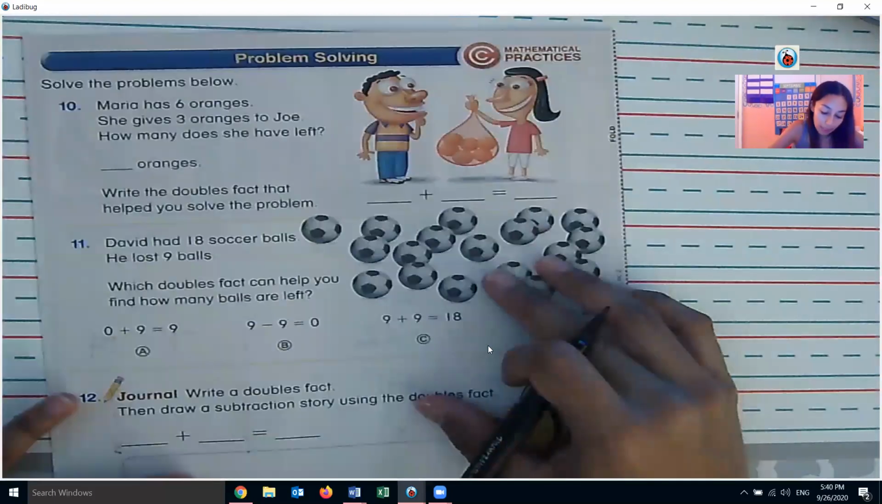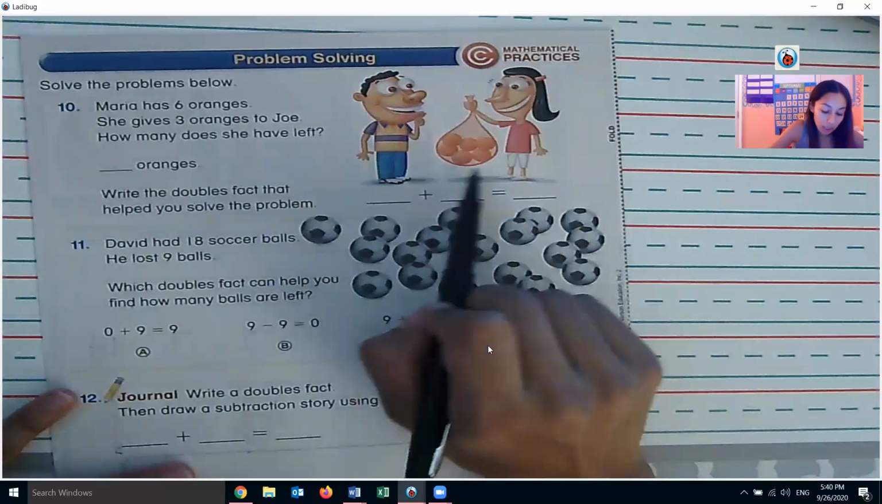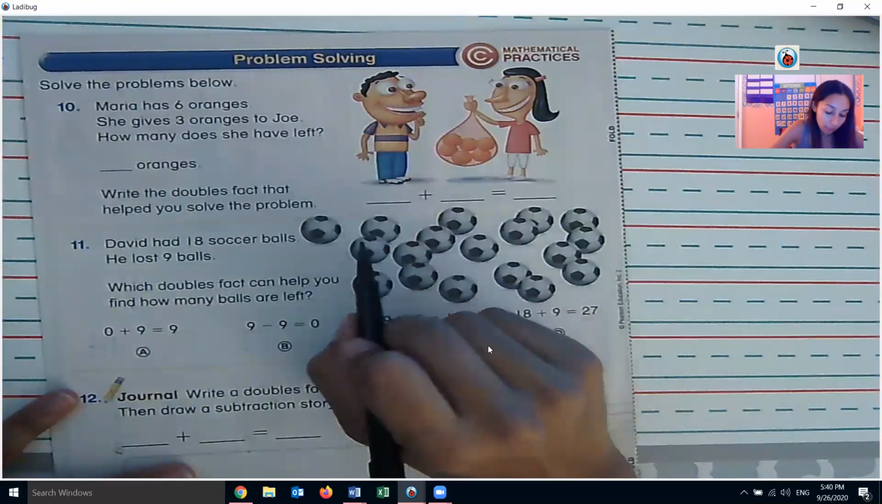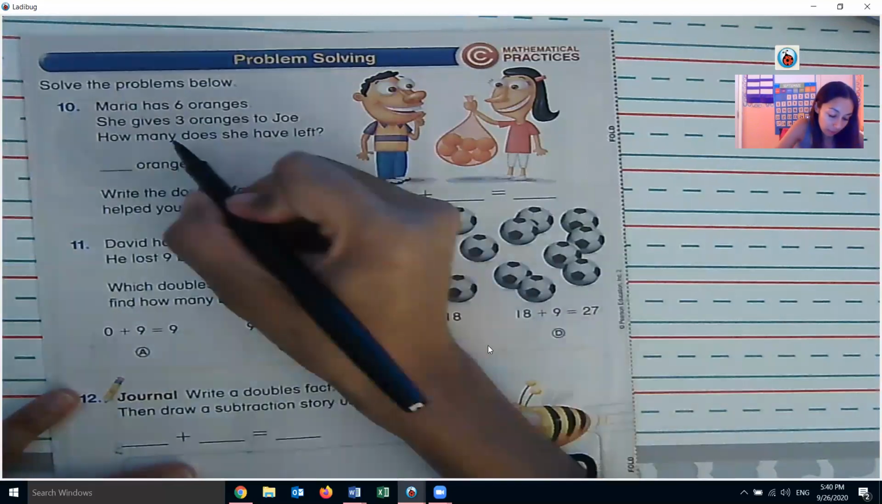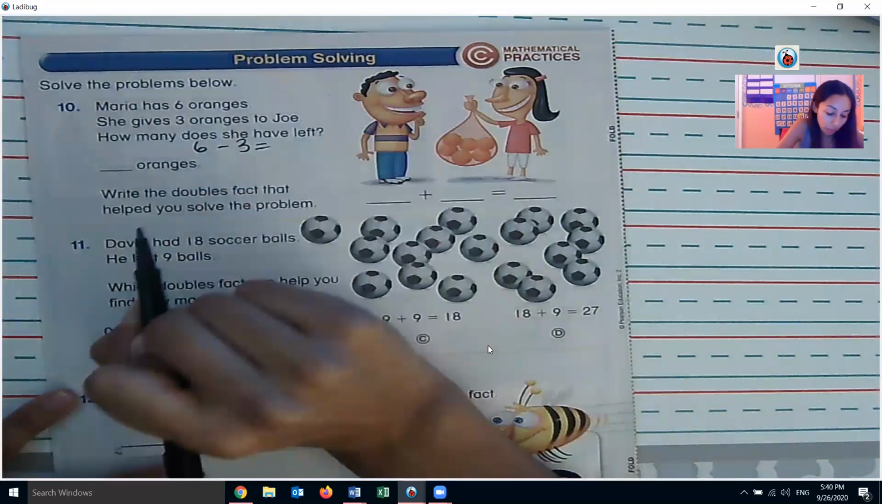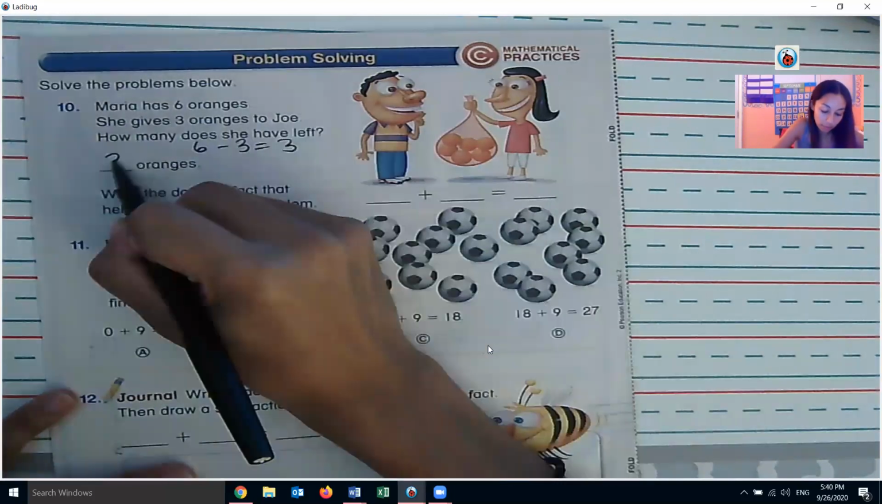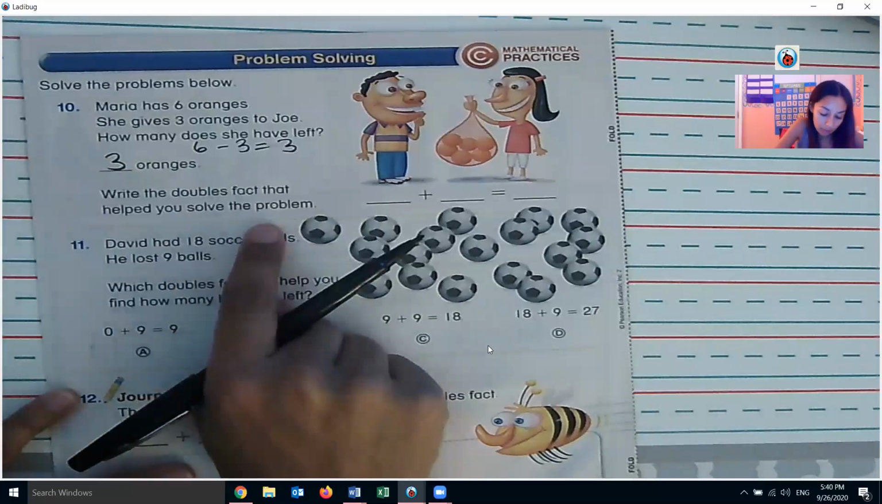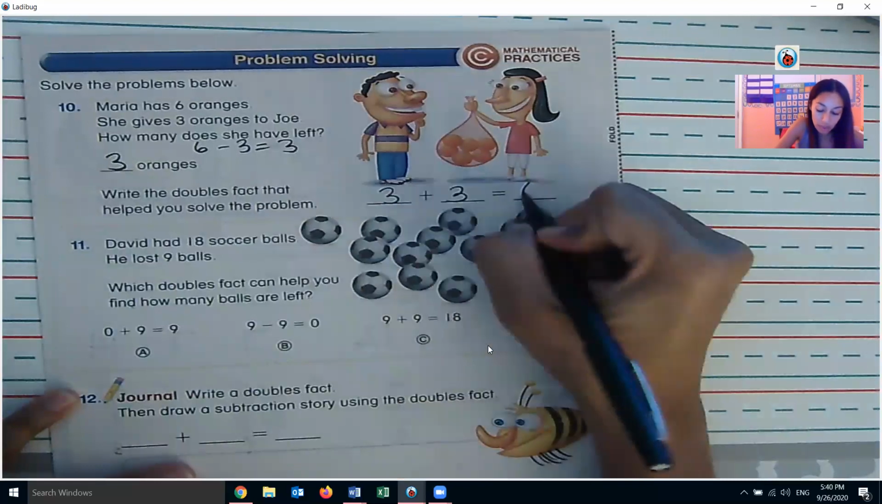Okay, so to the backside, problem solving. Maria has 6 oranges. She gives 3 of these to Joe. How many does she have left? She has 6, she gives 3 away. She's going to have 3 oranges left. The doubles fact that helps us solve that problem is 3 plus 3 equals 6.